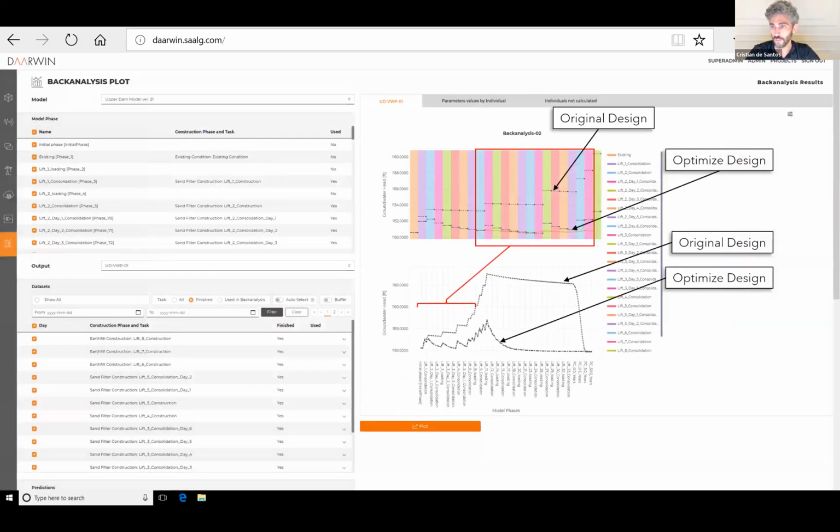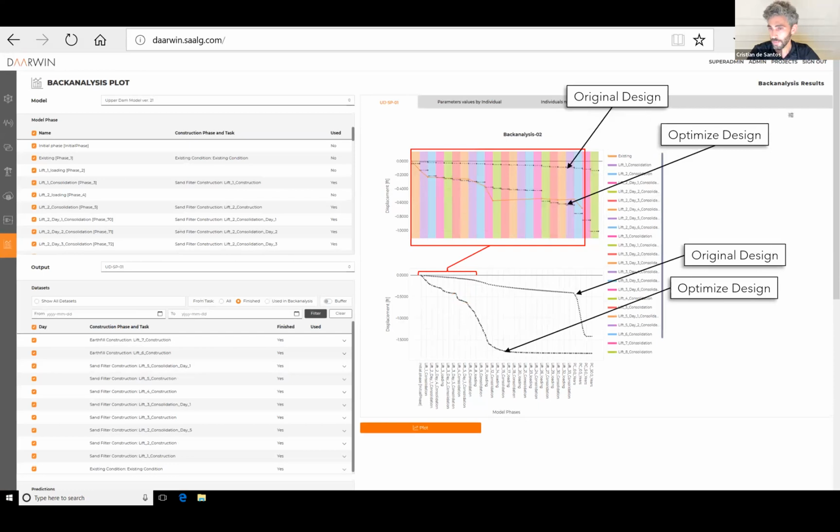And here are some of the results. So actually, you can see the original design, the optimized design, and the monitoring data. In terms of water pressure, you can see that we match, or we are closer to the actual measurements, but not only in water pressure, we also match the displacements that we were measuring. So in this case, we proved that we could adjust displacements and water pressure by calibrating the stiffness and the permeability of different materials using different types of data.